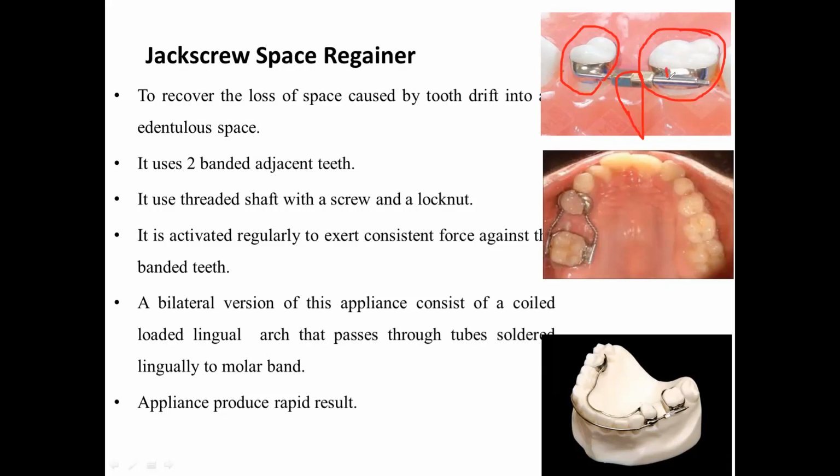And here, this tooth and this tooth, both are banded, which are present adjacent to the empty space. Okay. And there is again a wire, or we can say a nut, which is passed, and that lock nut will not allow both of these teeth to drift back into the empty space, and it also helps us to regain this space.